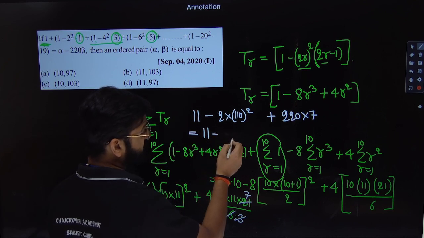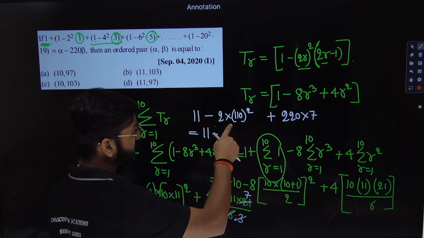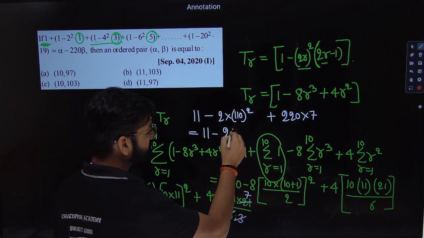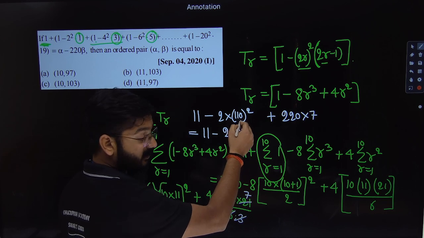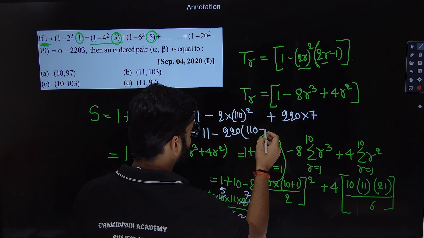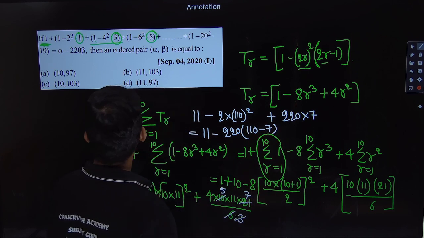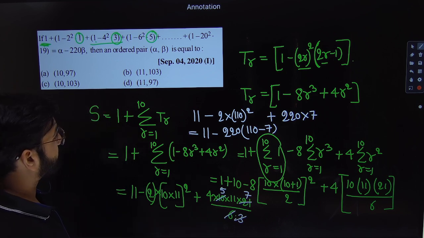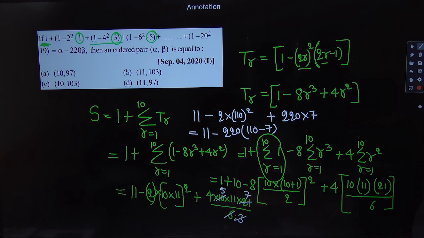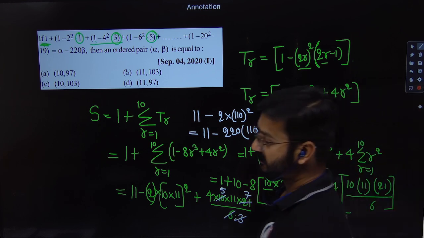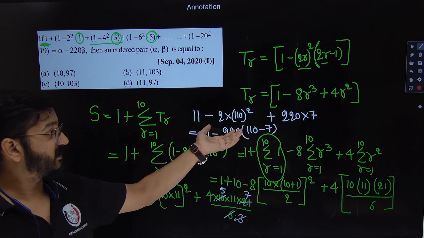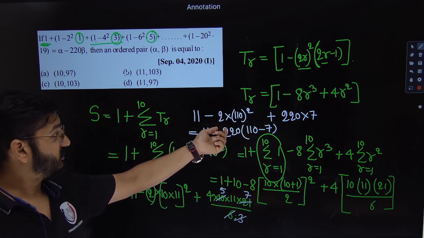So 11 minus, because I want a multiple of 220, I can take 220 common from here. So this will be how much? 220, and what will be left? 110, and then minus 7. So what is the option? 110 minus 7. Option B. That is the reason they gave it in this form, so that you don't waste your time solving. You just need to rearrange the terms.